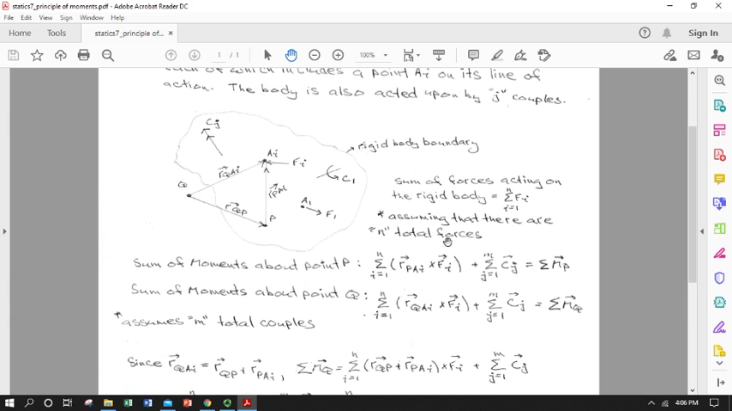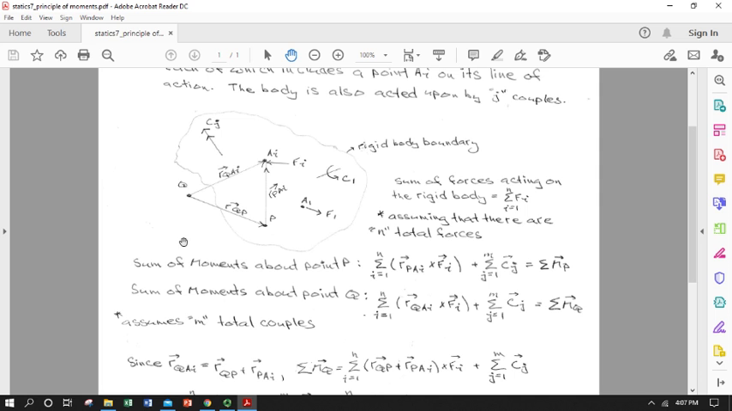So we can use summation to add up the effect of all of those forces and moments. So we can say that the sum of the forces acting on the rigid body is given by the sum, and there's our summation symbol, of F sub i, where i goes from 1 to some number n, and that's assuming that there are n total forces. Could be 2, could be 3, could be 500. We don't know. But we can sum them all up.